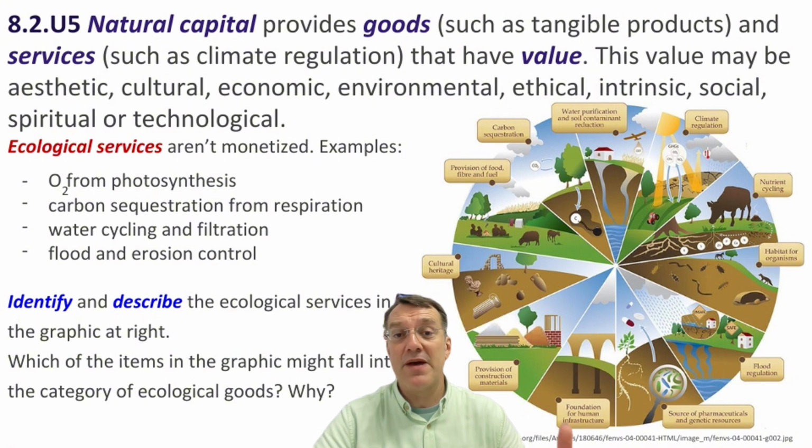Ecological services are benefits that are provided by ecosystems which aren't typically monetized in traditional markets. These include oxygen production, carbon sequestration, water purification, flood control, and climate regulation. Without these services, human societies can't function, but we rarely pay directly for these services. This makes them vulnerable to degradation because their value isn't actually reflected in market prices.